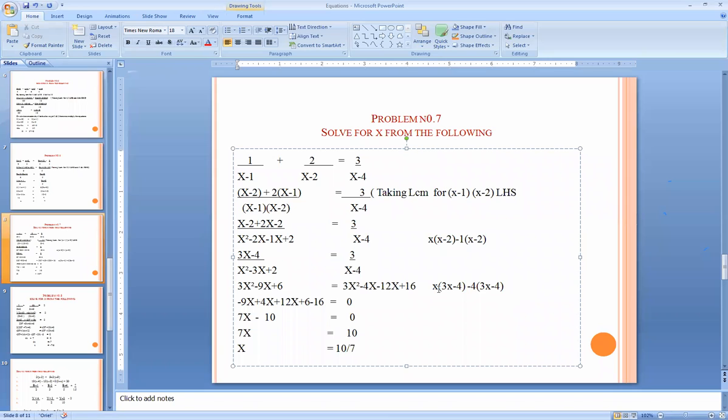So after multiplication we got 3 into no number means it is 1, 3 ones are 3, x into x is 3x square, then plus into minus is minus, 4 into x is 4x, minus into plus is minus, 4 3s are 12x, then minus into minus is plus, 4 4s are 16. So this is the product we got after multiplication.